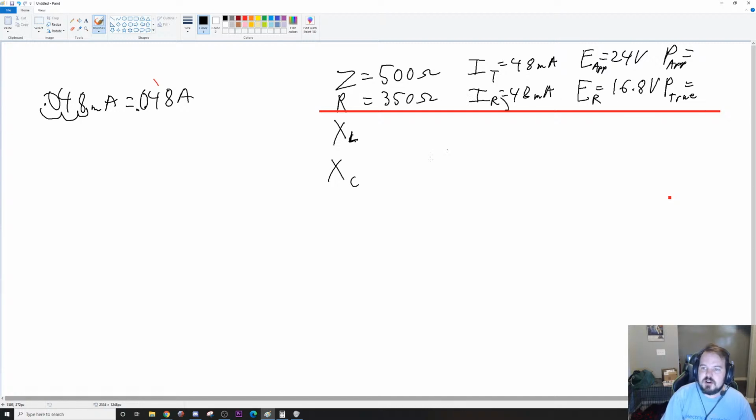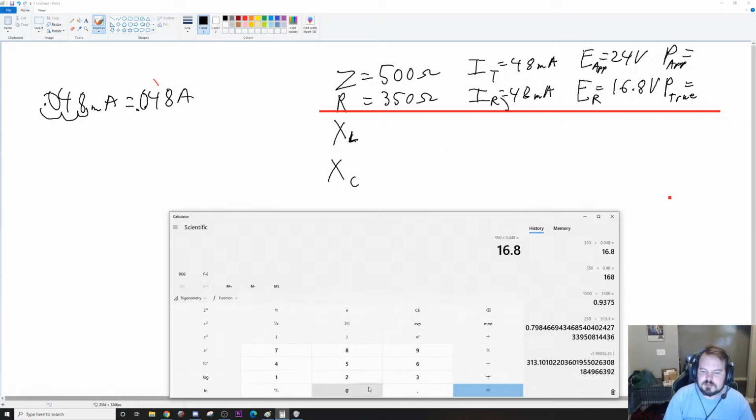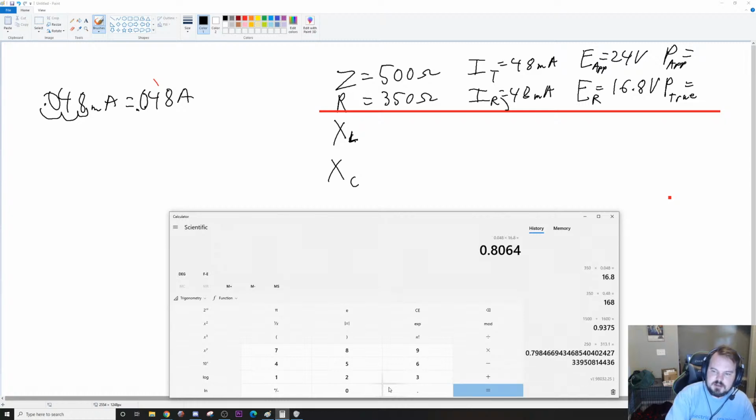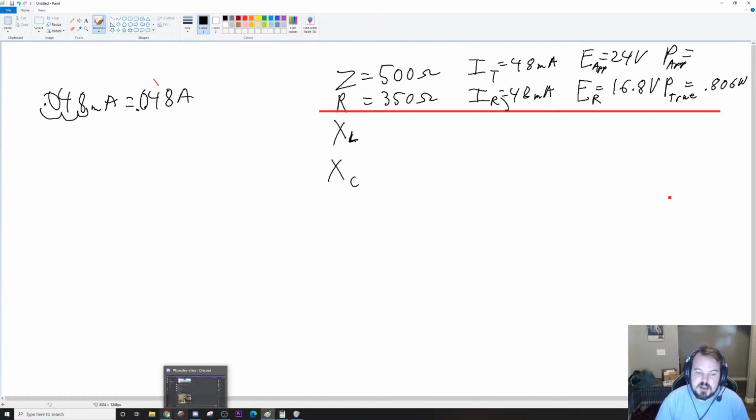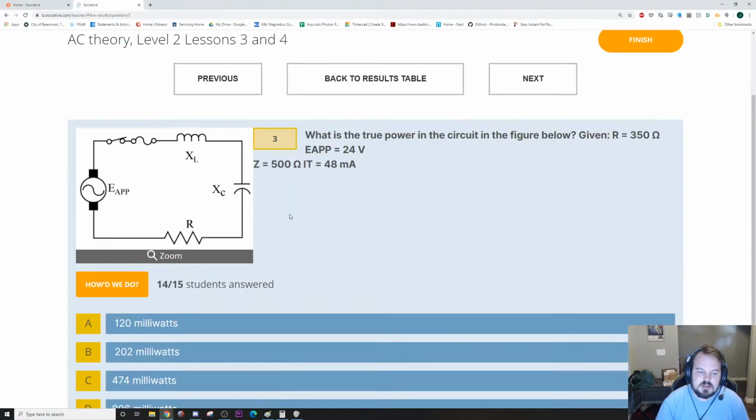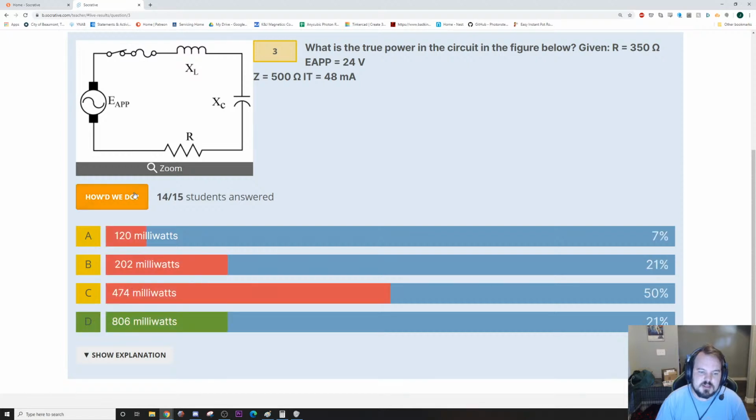I of R times E of R will give us true power. 0.048 times 16.8 is 0.806, and that will be measured in watts. That could be 806 milliwatts. Let's see what we got. 806 milliwatts. There it is. All right.